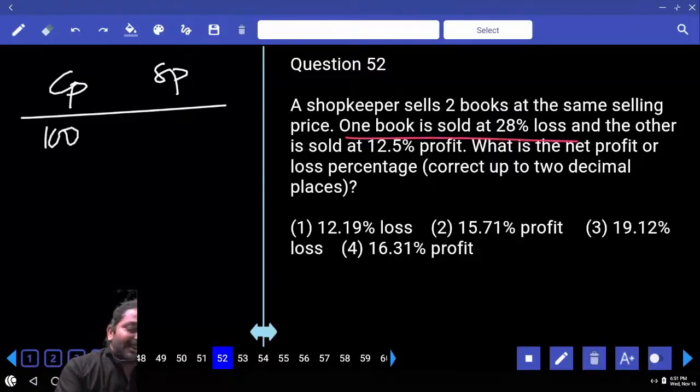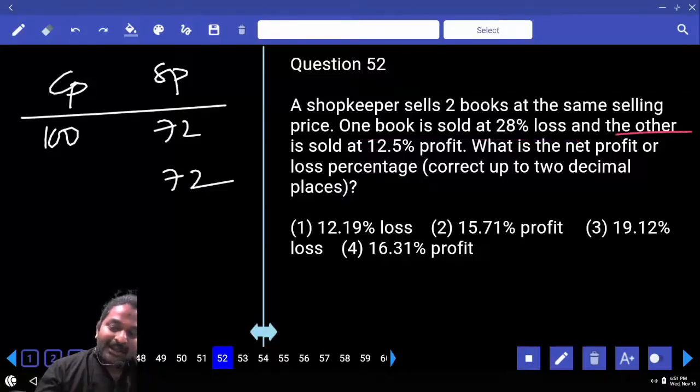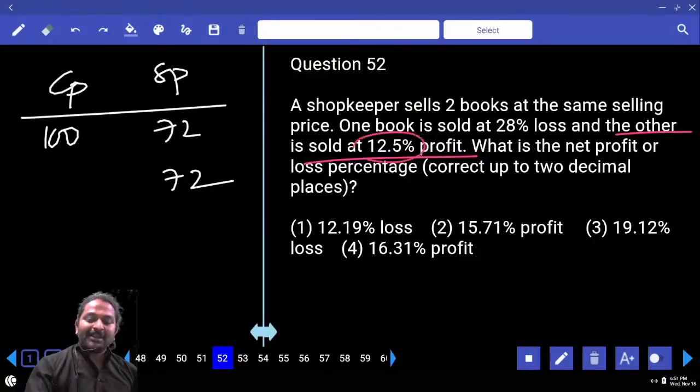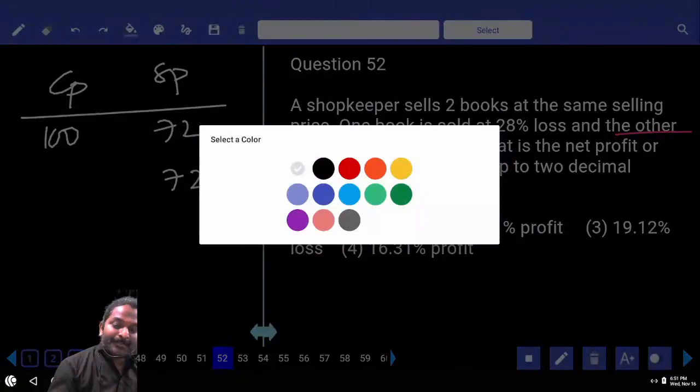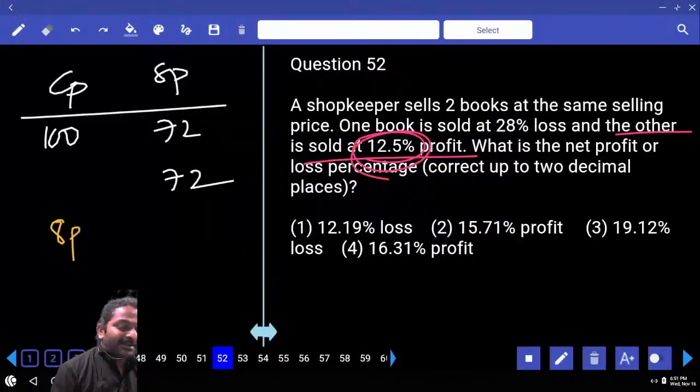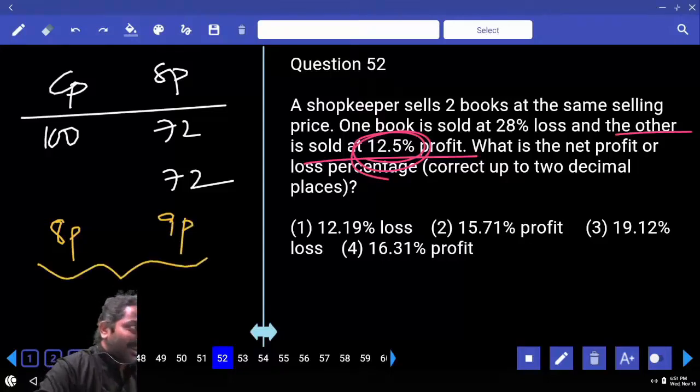Now the first book is sold at a loss of 28%. I'll take the cost price as 100, so the selling price becomes 72 only. Agreed? And what's your condition? Which prices are equal? So the other selling price also must be 72 only. Now tell me, on the other item what happened? 12.5% profit. Can you tell me 12.5% in fractional form? 1 by 8. So the denominator must be 8. If the cost price is 8 parts, the selling price must be 9 parts. Then only there will be a profit of 12.5%. In our case, 9 parts is equal to 72.